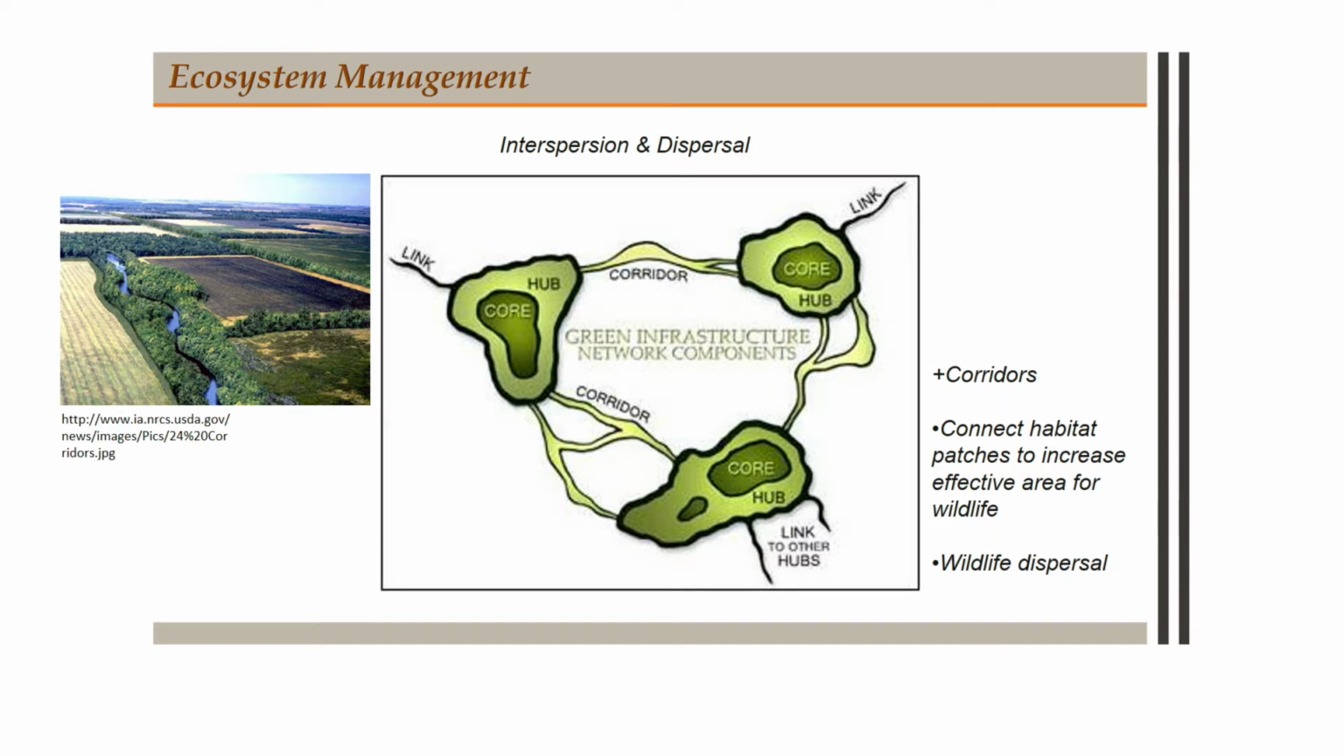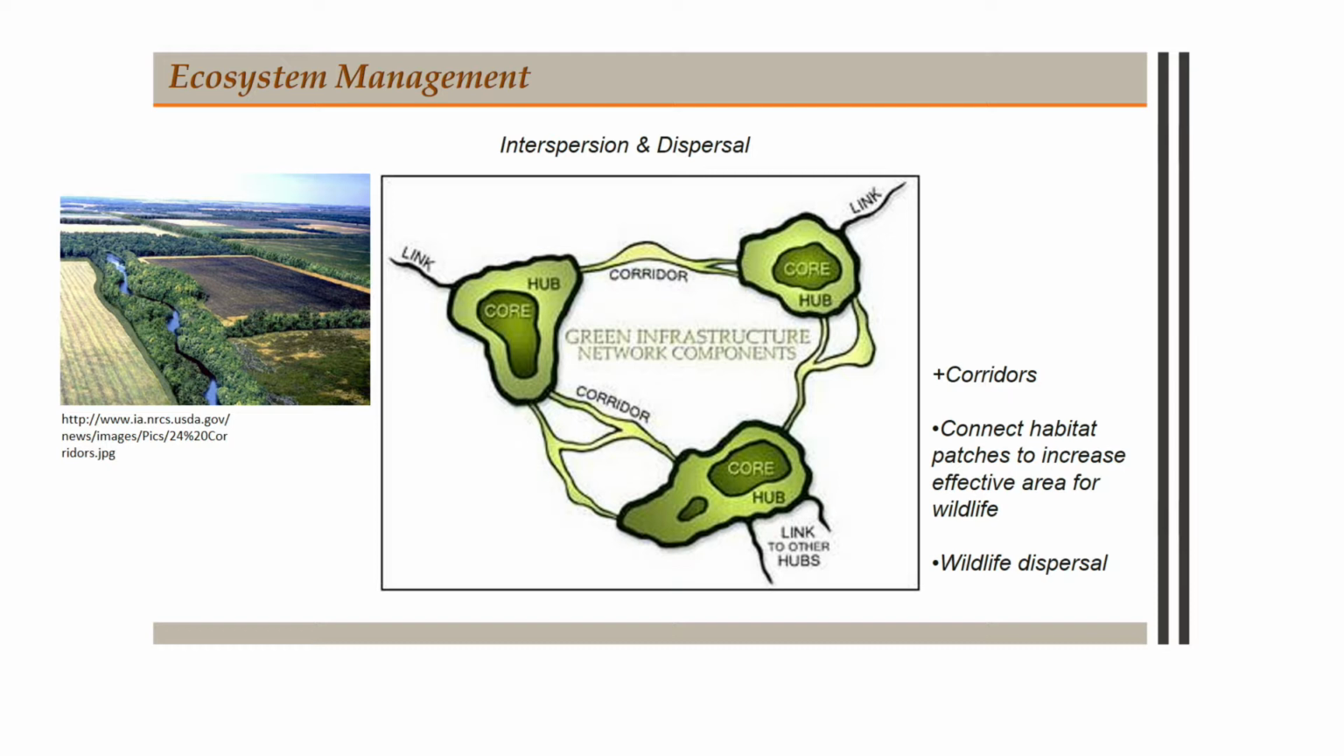Which leads us to lots of conversations with ecologists about corridors, connecting habitat patches together to effectively increase the area for wildlife and allow for wildlife dispersal. But I don't want you to put the idea of a hallway in your head. Too often people think if I just build a green hallway between two large patches of habitat, it'll be good for the species, we'll have solved the problem.